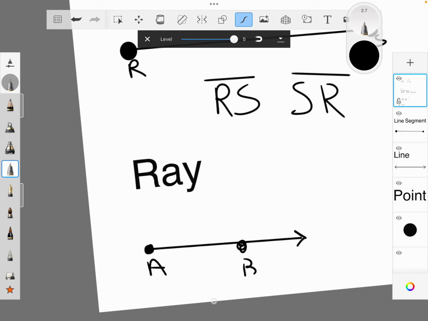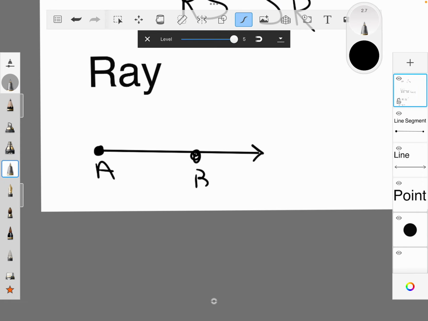Okay? You could also have more points. But remember, before I explain the 3 points thing, this has to be in order of the direction. So if instead it was moving this way, then it would have to be written as ray BA. Okay?